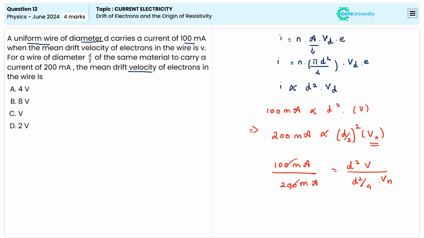So when we cancel these similar terms, we will get 1 over 2 is equal to V divided by V dash divided by 4. So here we are going to calculate only the change in velocity. So we can write V dash is equal to 4V times 2, so it will be equal to 8V. So the new velocity will be 8 times the original velocity. So the correct answer for this question is option B here.